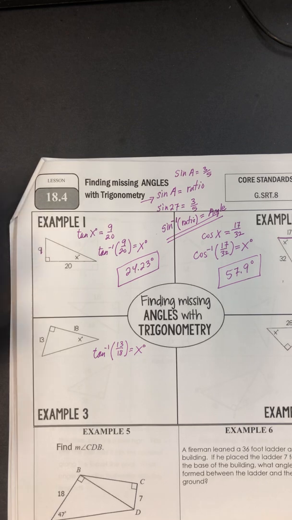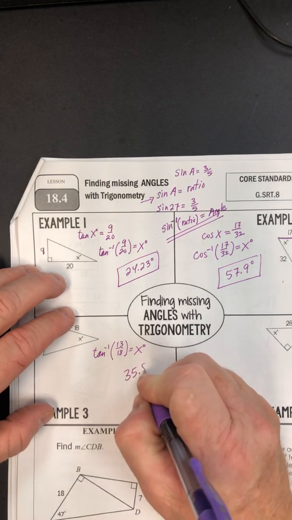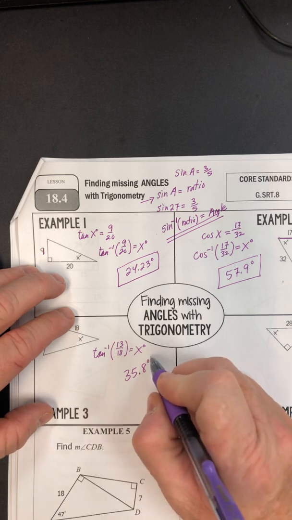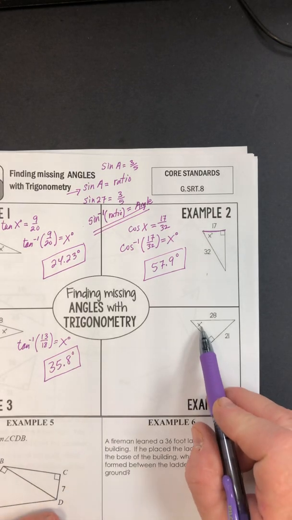Okay, so what's the inverse tangent? So inverse tangent, second tangent, 13 divided by 18. That gives me 35.8 is what I'll write down, 35.8 degrees. I'll just round to the 10th, I guess.